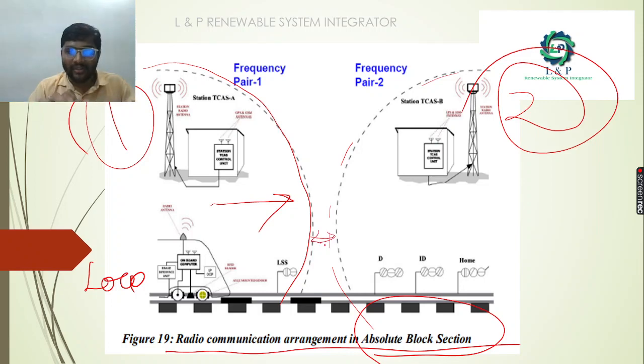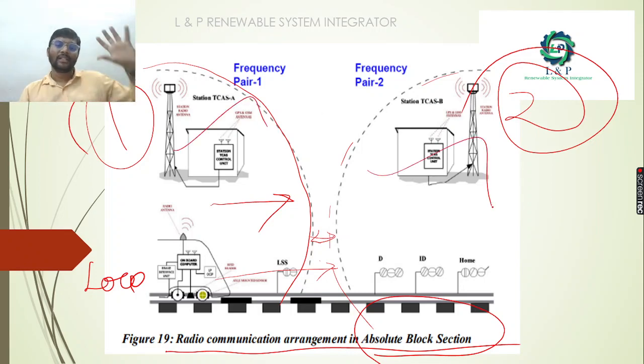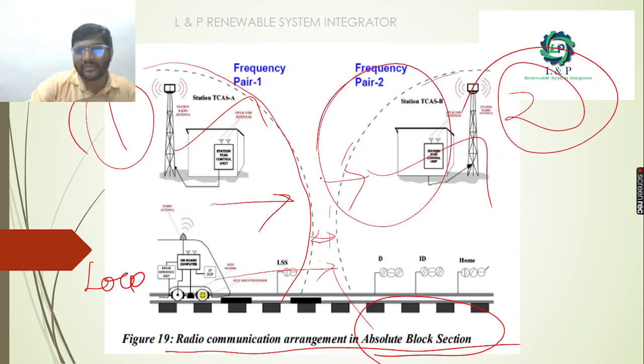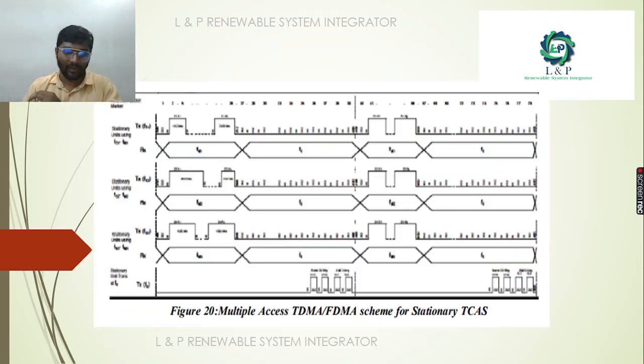This is the absolute block section. When the train is moving from this position towards that position, with the help of these ranges we are able to calculate that the Loco is leaving station 1 at this speed, and this is the length of the Loco. And when the Loco train comes in contact with the frequency range of station 2, immediately we will come to know that it is approaching station 2. So this is how the absolute block section works.